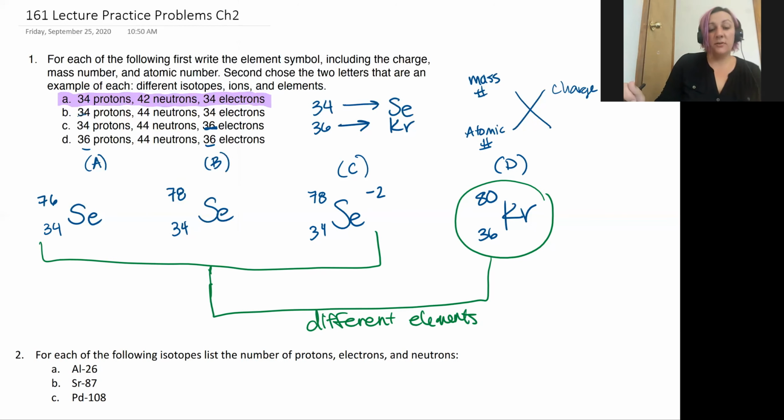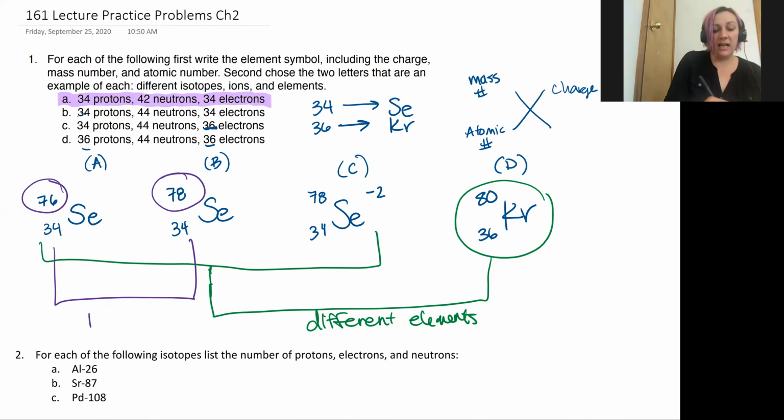All right, now let's look for a set of different isotopes. This is going to have two different mass numbers, but otherwise everything will be the same. And so my eye's drawn to A and B because these mass numbers right here are different, but the charge and the element are the same. So these will be different isotopes.